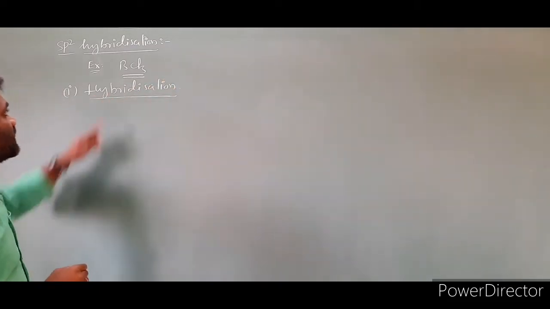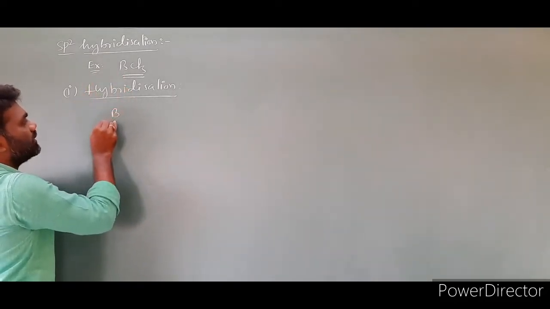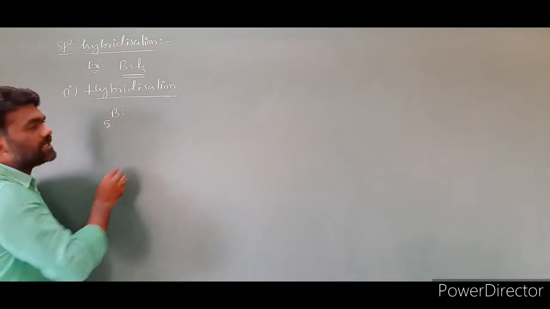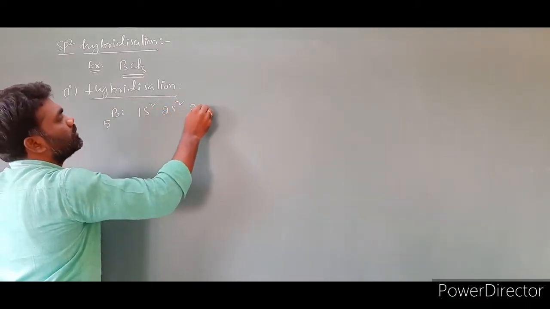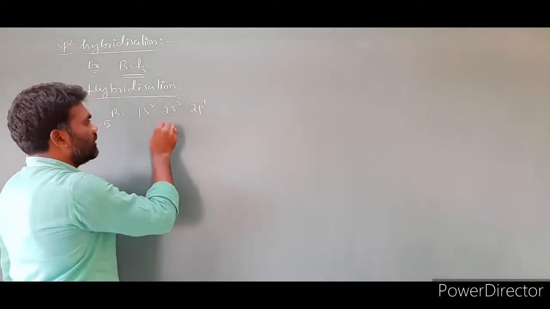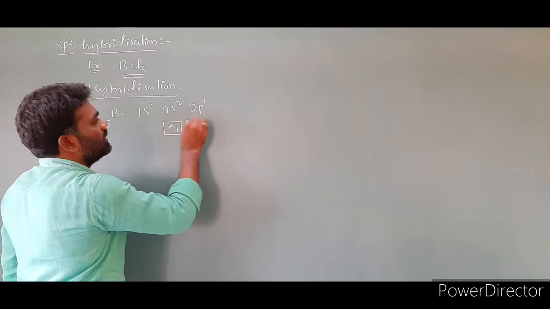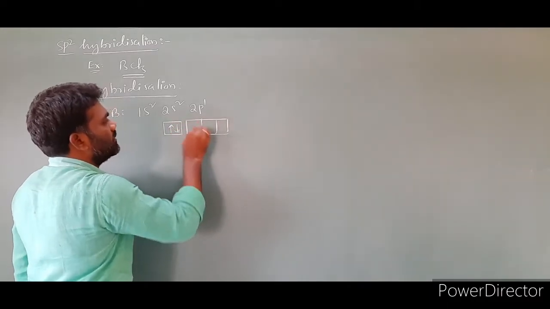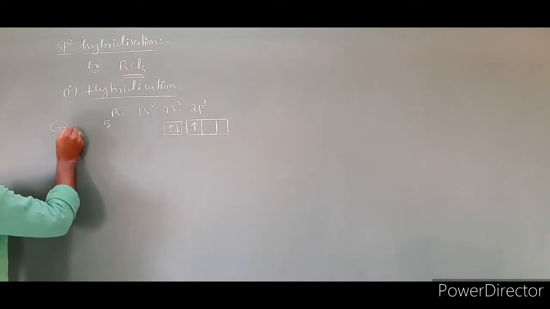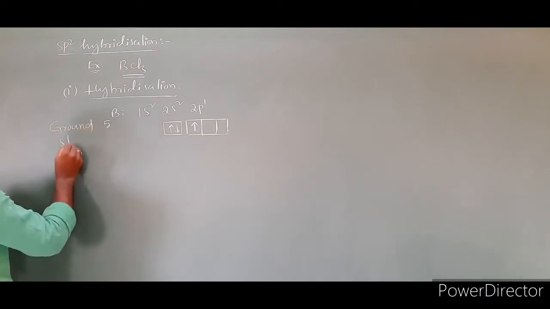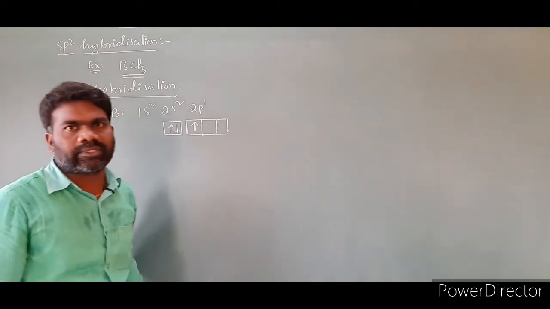So take the central atom and write its electronic configuration. I took the central atom boron. Its atomic number is 5. Its electronic configuration is 1s2, 2s2, 2p1. Here you can write the electron configuration with orbital diagrams. So 2 electrons in the 2s, and here are 3 p orbitals. This electron configuration is called the ground state electronic configuration.